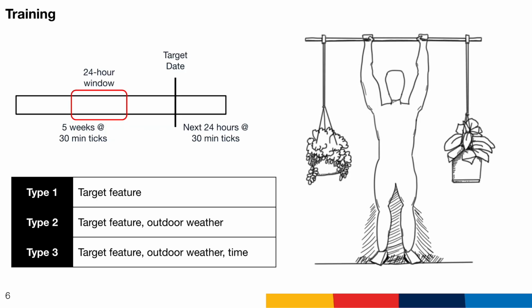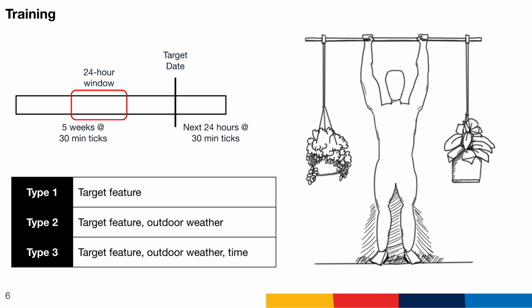The training involved picking 8 different target dates equally spaced throughout 2 years and looking at the prior 5 weeks, and then training in a 24-hour window. Basically the goal was to then try to predict the next 24 hours of the target feature. We also wanted to see how additional supplementary data affected the prediction capabilities.